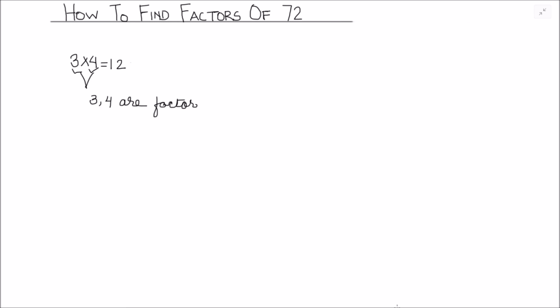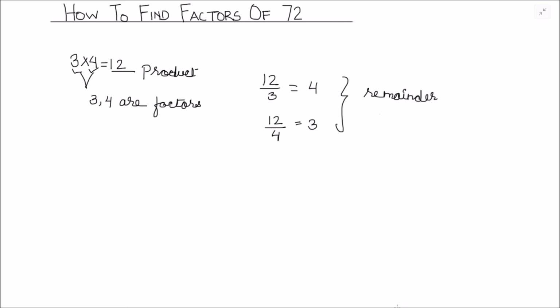12 is called the product. Another definition of a factor is that if you divide a number by its factor, it will be divided fully without leaving a remainder. In this example, if we divide 12 by 3 or 4, it will be divided fully and the remainder will be 0. So this is another way of defining a factor. So here in this video, we are going to learn how to find the factors of 72.